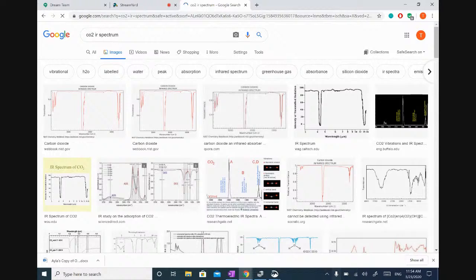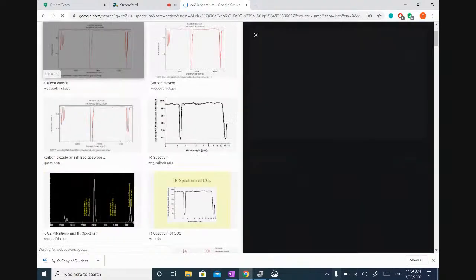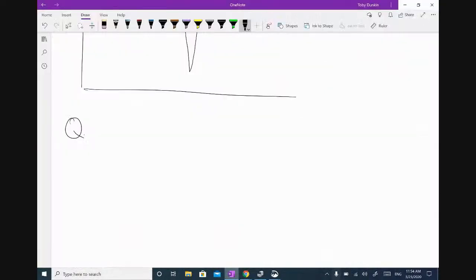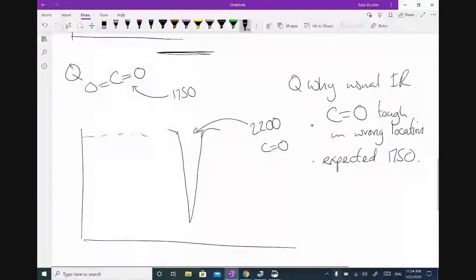There we go. Okay, so if you look at the IR spectrum, and there you go, you can see that the C double bond O trough is way higher than it should be, more like 2400 really.